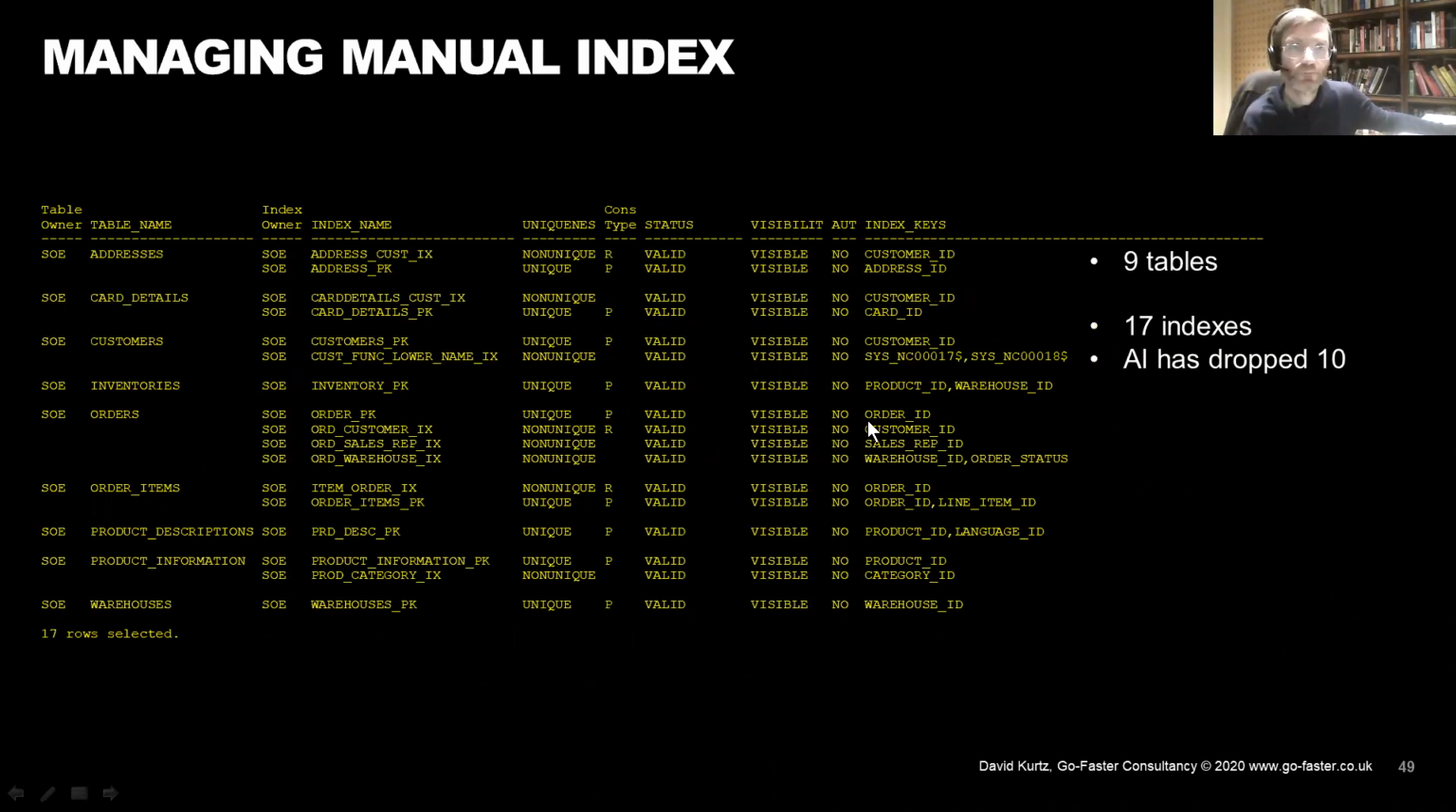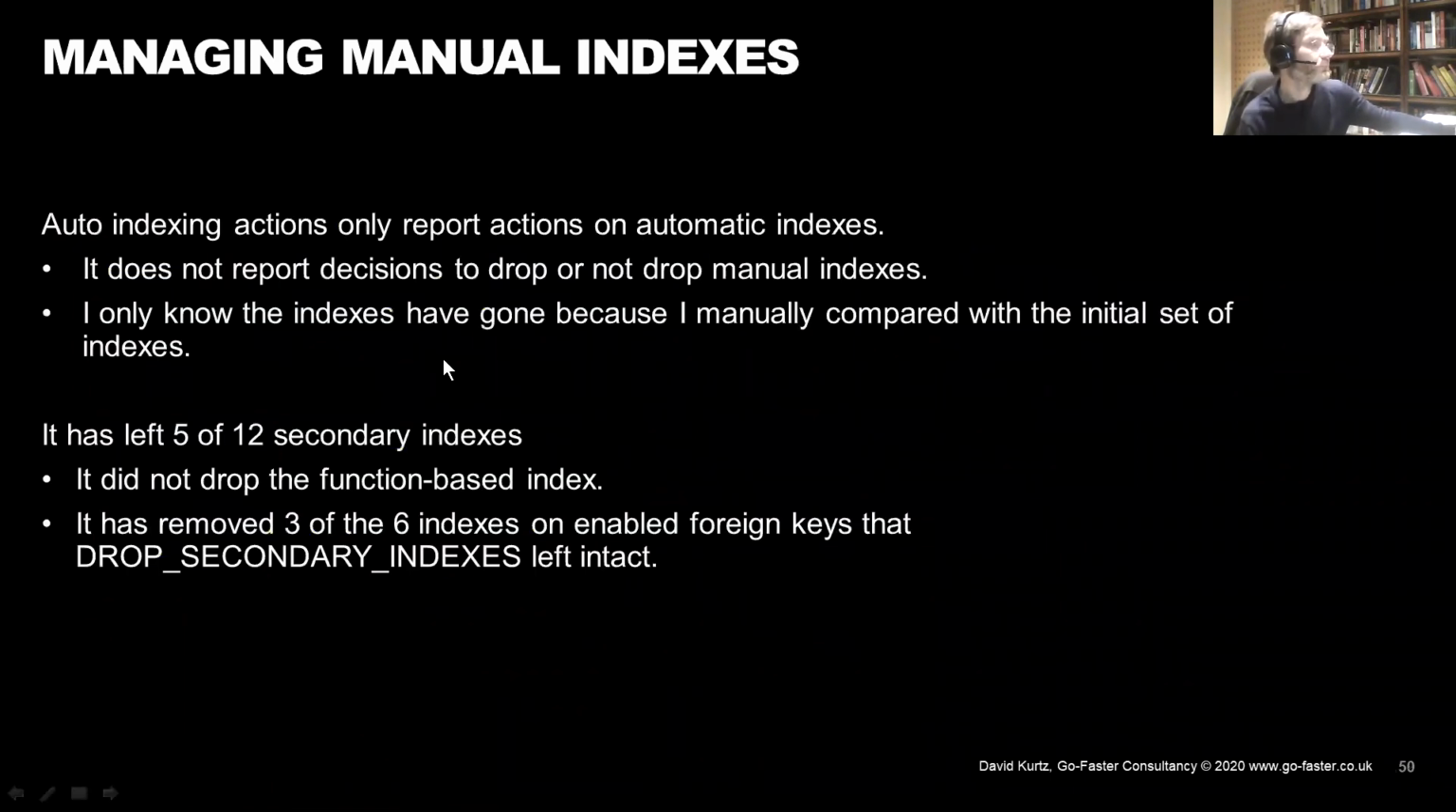And what did I get? I'm now down to 17 indexes. Automatic indexing has dropped 10 of my indexes. It hasn't built any new ones. Note that it's left that function-based index. It has left 5 of the 12 original secondary indexes, and it has dropped 3 indexes on the foreign keys, even though all those foreign keys are enabled and validated. So I now have unindexed foreign keys, which is an interesting decision.